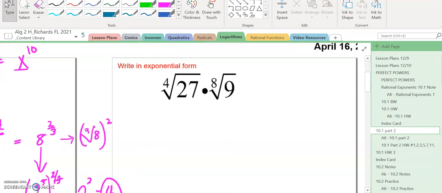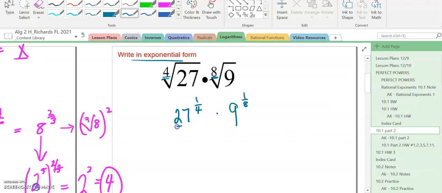So let's look at one now that our bases are going to be different to start. So first of all, definitely no multiplying these together due to this is a 4th root and that's an 8th root. So you're going to write it in exponential form. 27 power is 1/4. 9 power is 1/8. At this point, these are not the same. So I cannot multiply together. I cannot make them 8.